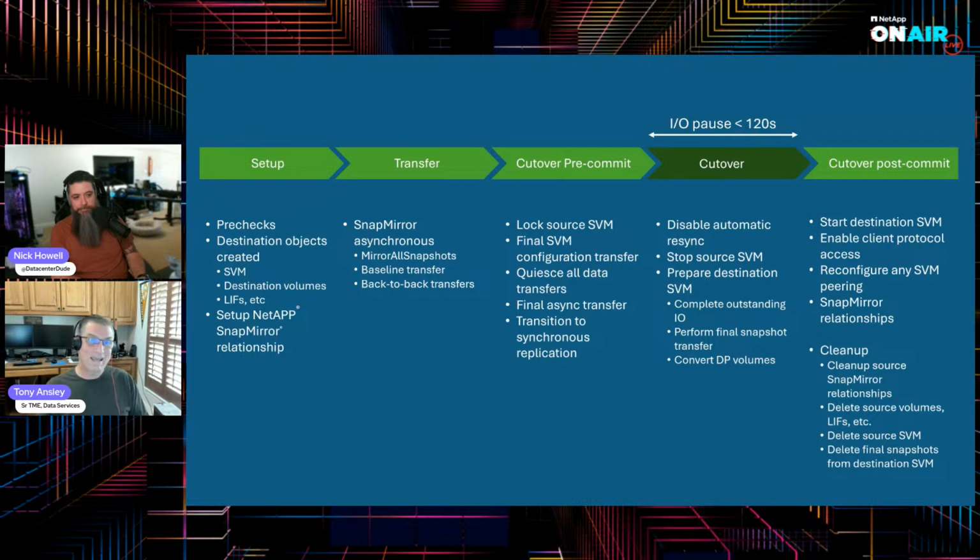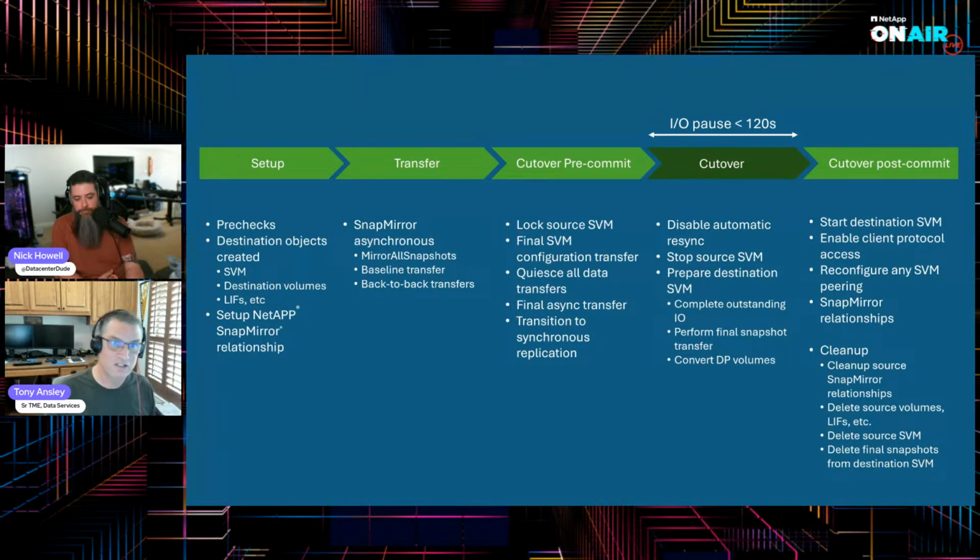We do automatic aggregate placement, and we do that based on like-for-like feature function. Over here on the left, where we're creating these SVMs and destination volumes and LIFs, that's what we're doing. We're pinging the cluster. We're trying to communicate back from the destination to the source so that we can identify what things are there. We're looking at the aggregate types. The volumes are on these types of aggregates.